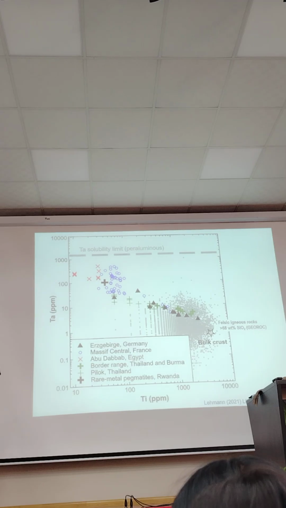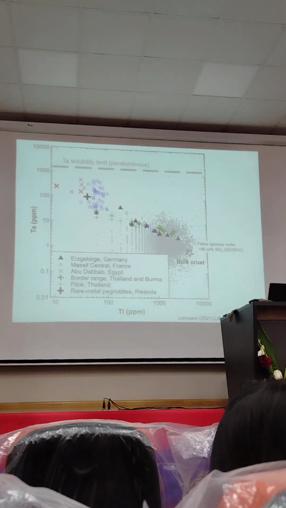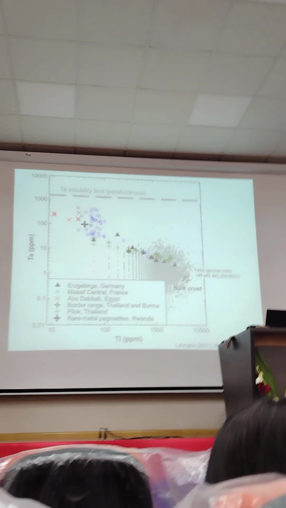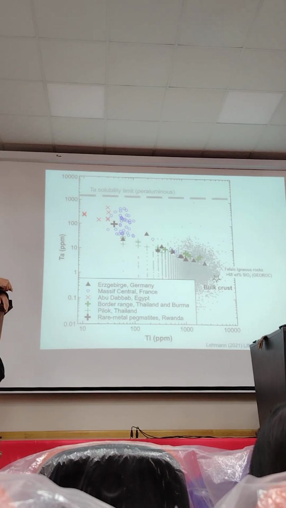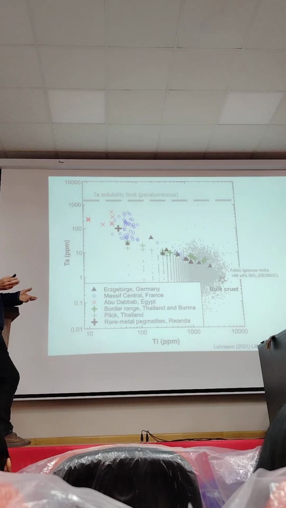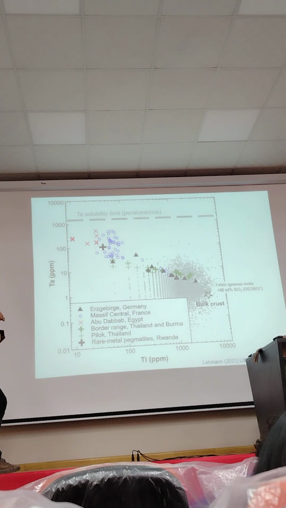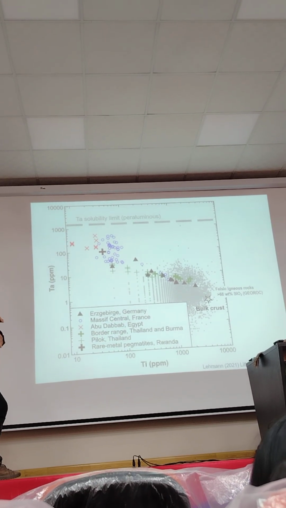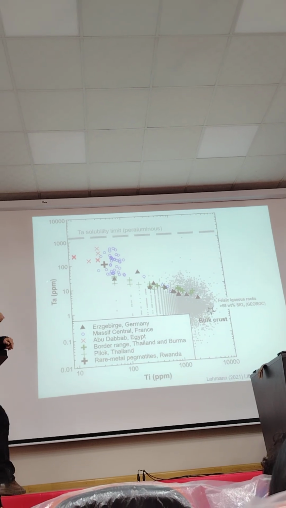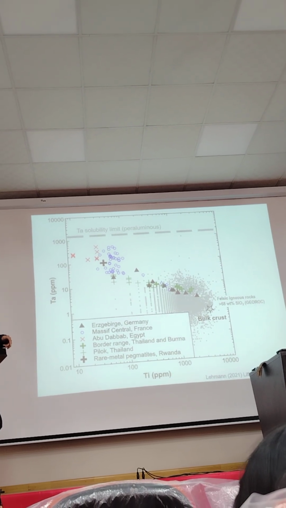During magmatic fractionation, titanium behaves as a compatible element. And titanium is not much soluble in water. It is soluble, but not extremely. And it is a compatible element because it goes into mica and other titanium minerals. Tantalum is different. It is incompatible.